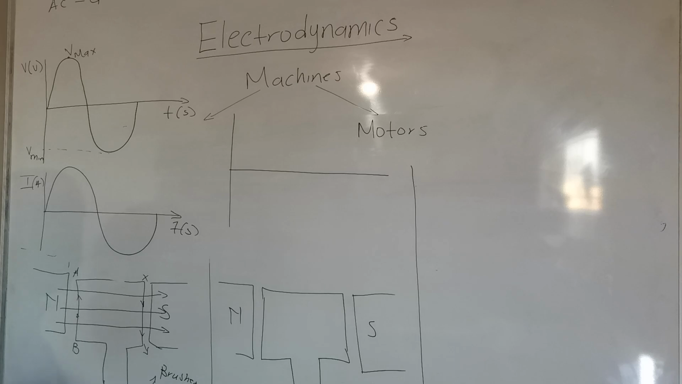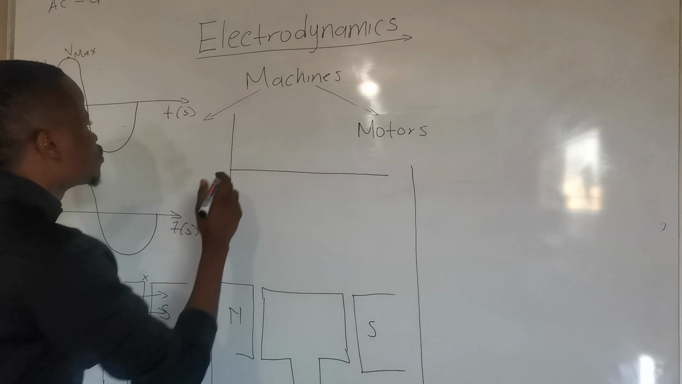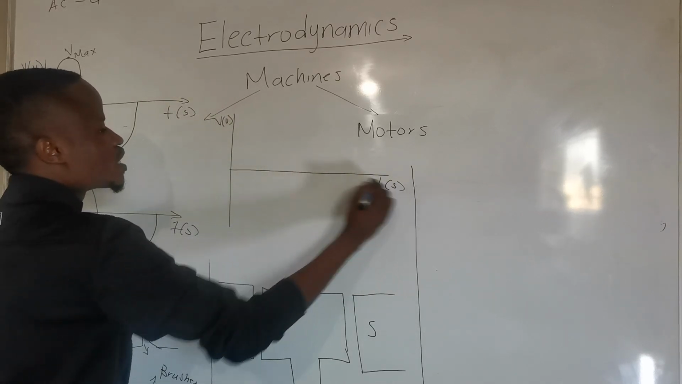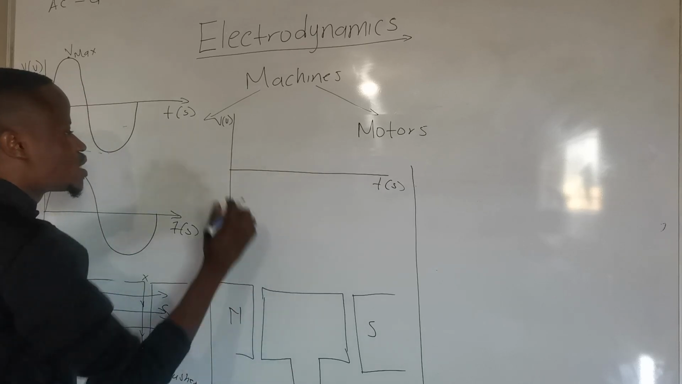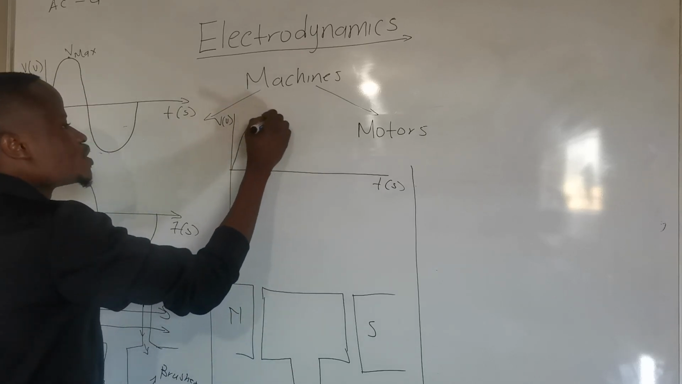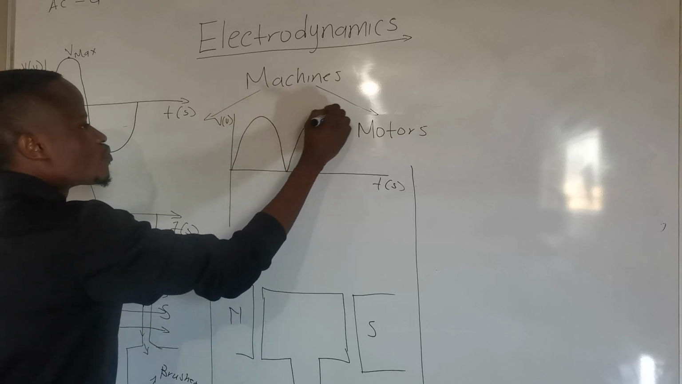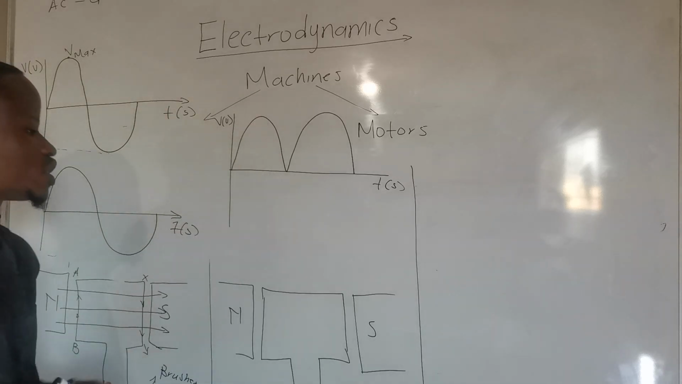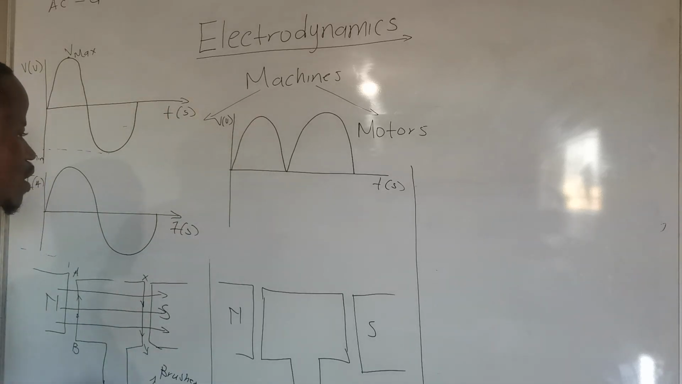Now, for the DC, I'm going to focus it on the motors. I'm going to have the voltage in volts, time in seconds. Because the induced current is going to produce something of this nature. What do we get there? Because our current is not changing direction. This is the direct. So current and voltage will actually have the same graph.